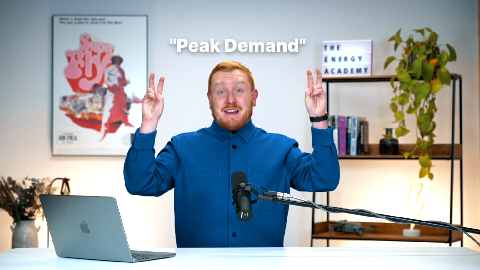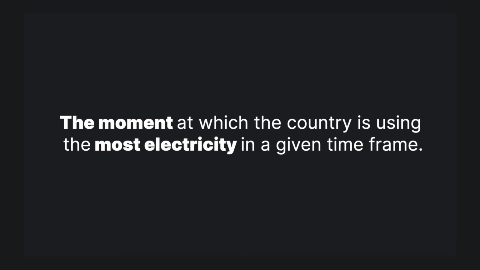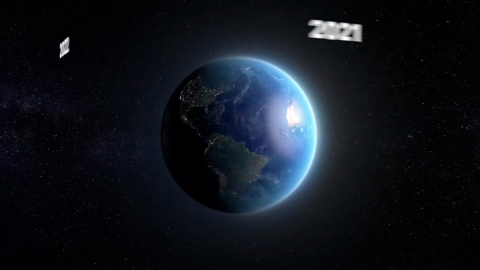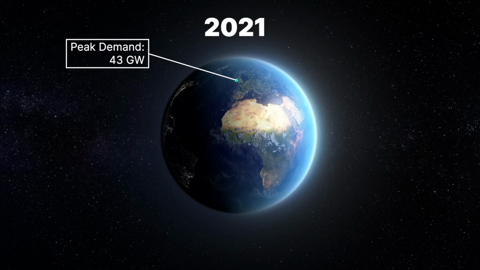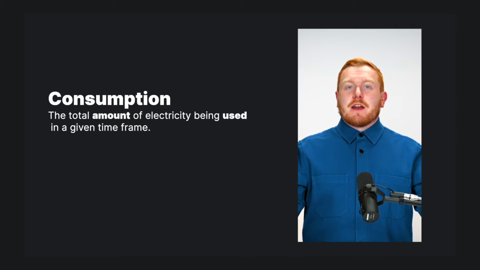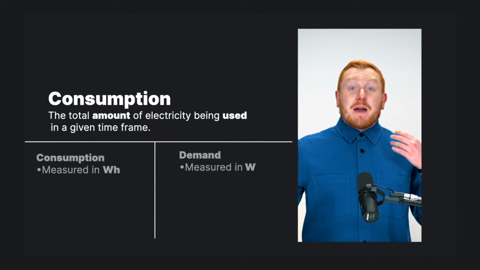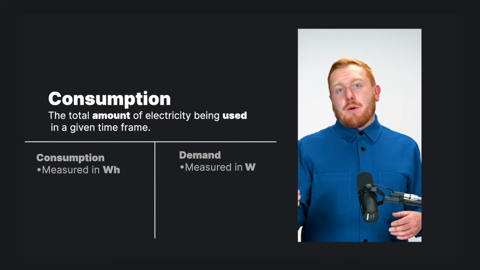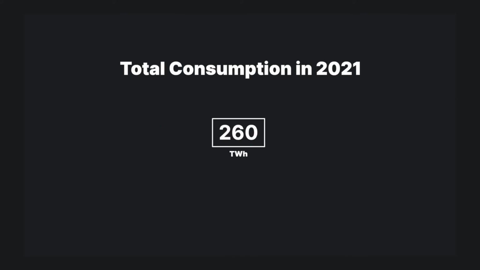You may have heard peak demand figures quoted before. This is the moment at which the country is using the most electricity in a given time frame, and in Great Britain, it's most often quoted in gigawatts. For example, in 2021, peak demand in Great Britain was just over 43 gigawatts. Consumption, on the other hand, refers to the total amount of electricity used in a given time frame. It's measured in some magnitude of watt hours. For example, electricity consumption across the whole of 2021 was 260 terawatt hours, or 260 million megawatt hours.